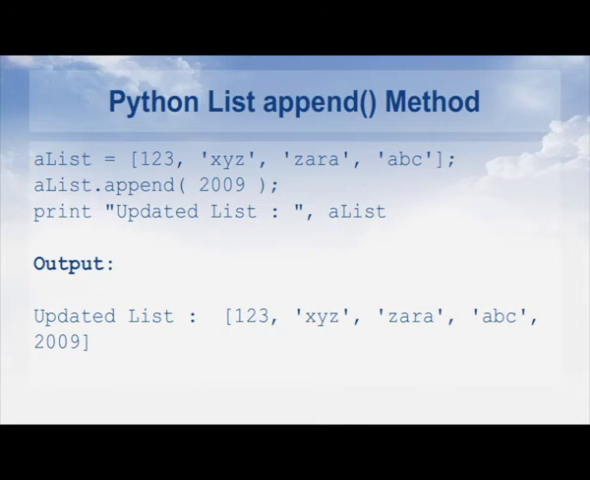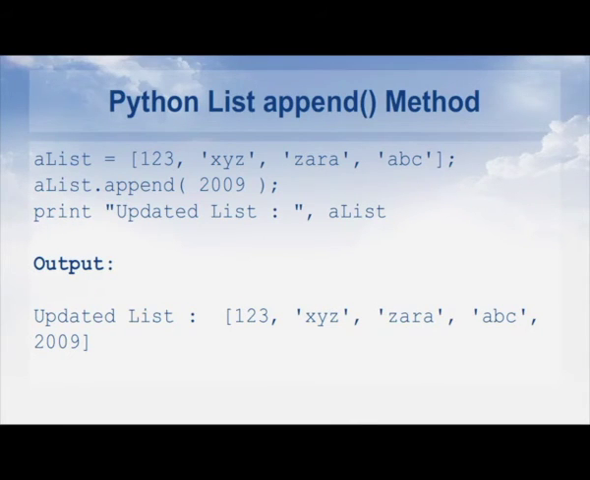When I say method, what is a method? A method is a member function of an object. So list comes with a method called append, and this append method adds a value to the existing list. For example, in our example we have a list called a list with elements 1, 2, 3, XYZ, Zara and ABC. There are 4 elements.